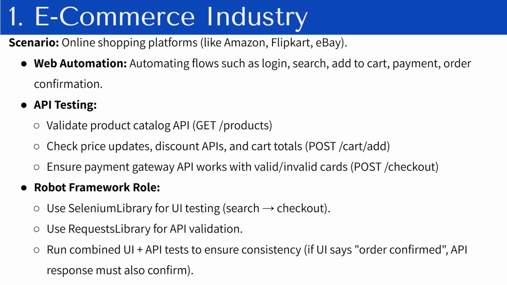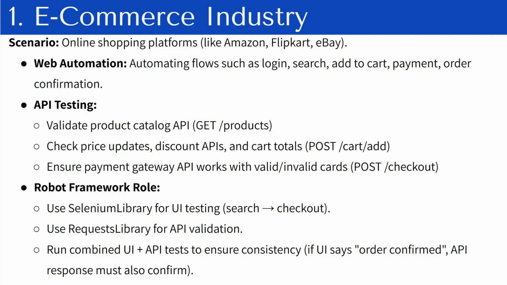First one is e-commerce. That's a common thing. I've taken e-commerce as the first example because everyone is using websites like Amazon, Flipkart, eBay, these types of online shopping platforms. In this type of scenario, web automation means automating flows such as login, search, add to cart, payment, order confirmation. That's for web automation, but API testing is our focus. So here we'll get to know what test cases we can do and what exactly the API testing role is in e-commerce.